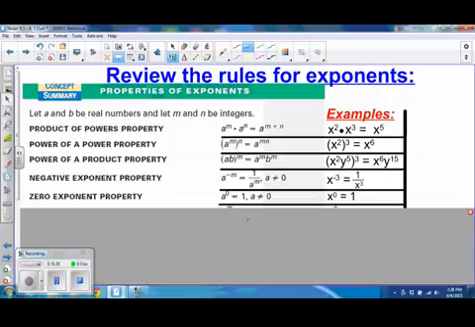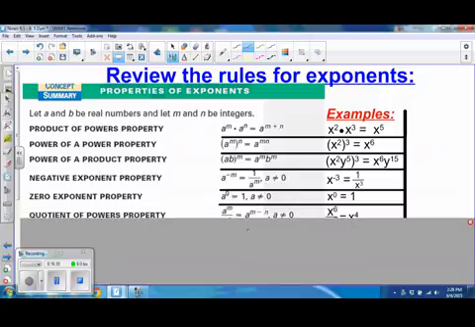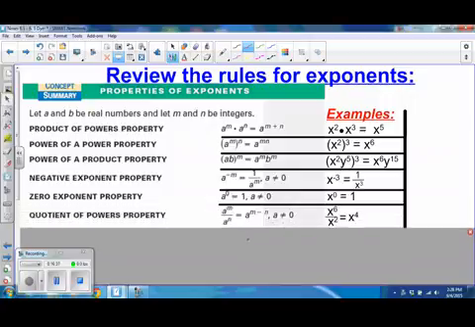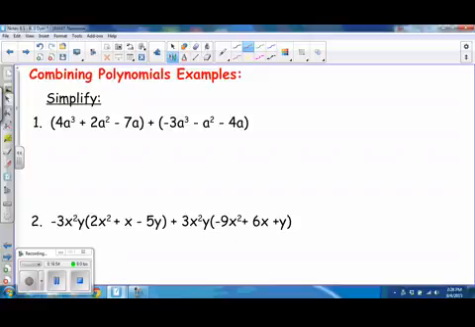Anything raised to the 0 power is equal to 1. And lastly, when you divide powers, you subtract the exponents. Okay? So these are just some rules, and you have a quick handout, so you can reference that. If you forget, you can go back and look at it and remember what to do. Okay? Now, let's look at our first example.